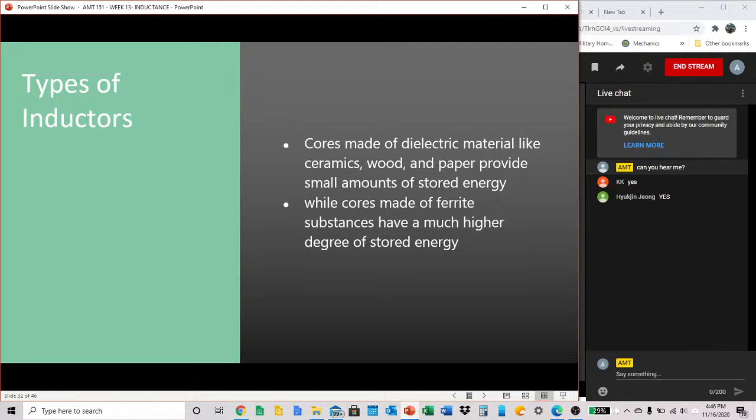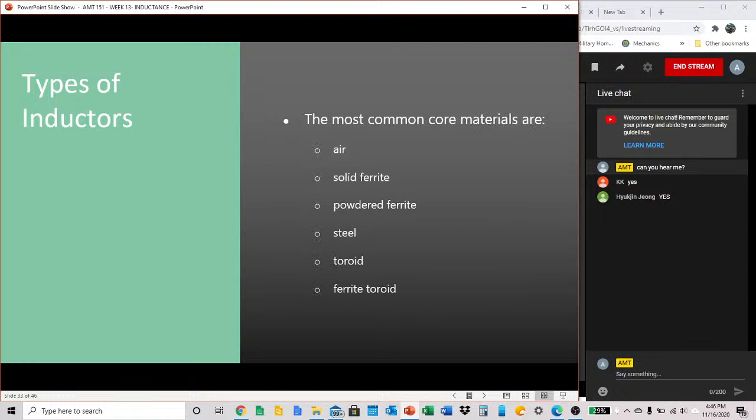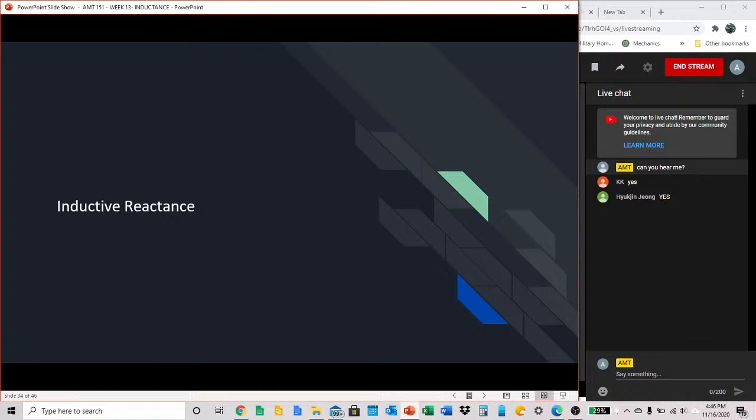Cores made of dielectric material like ceramics, wood, and paper provide small amounts of stored energy, while cores made of ferrite or magnetic substances, when I say ferrite, that means magnetic, have a much higher degree of stored energy. Most common core materials are air, solid ferrite, powdered ferrite, steel, toroid, or ferrite toroid. Those are the most common.